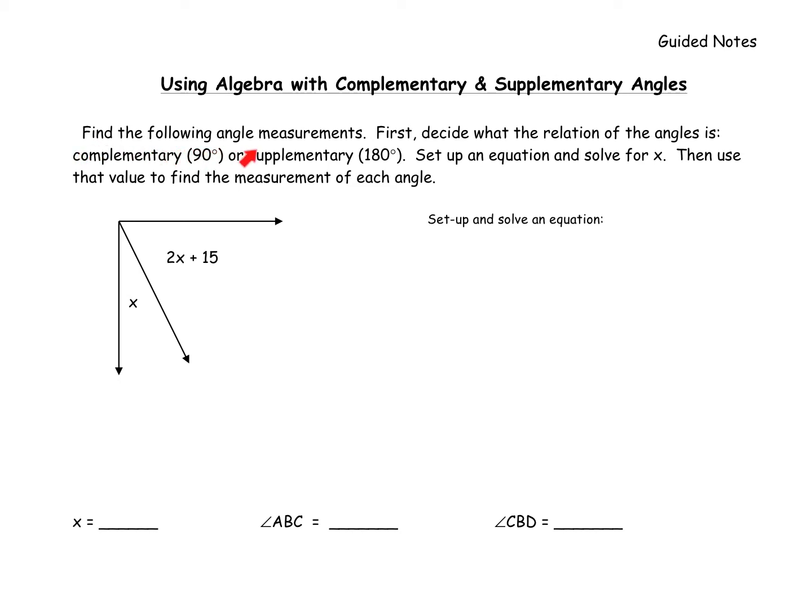We're going to find the following angle measurements. We're going to first decide what the relationship of the angles are. So we have complementary angles, which are a pair of angles that add up to 90 degrees, and supplementary angles, a pair of angles that add up to 180 degrees. We need to set up an equation after we decide and solve for x. Then we're going to use the value of x to find the measurement of each angle.